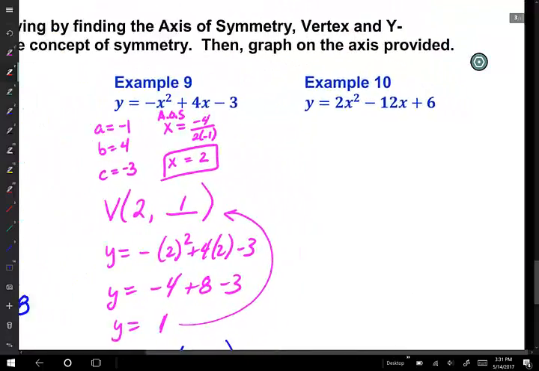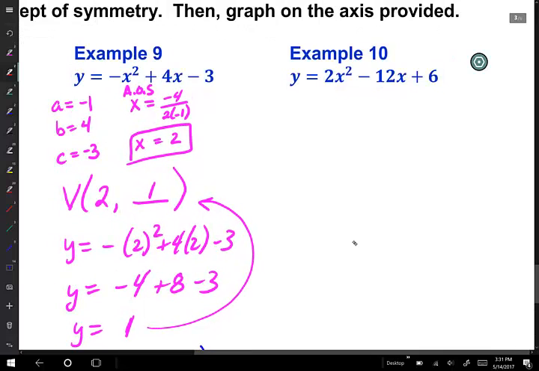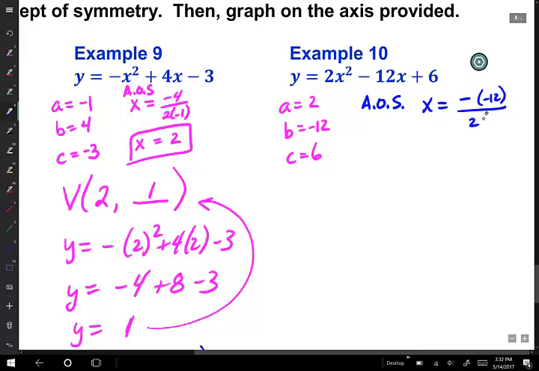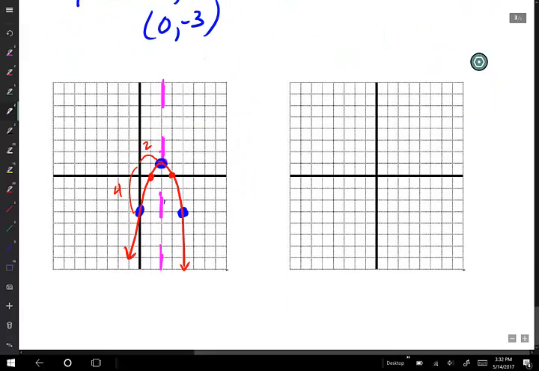Our last one, we have values of 2, -12, and 6. So A equals 2, B equals -12, C equals 6. Our axis of symmetry, x equals the opposite of -12 over 2a, 2 times 2, so 12 over 4, or x equals 3. So I'm going to come down here, we're going to graph x equals 3.